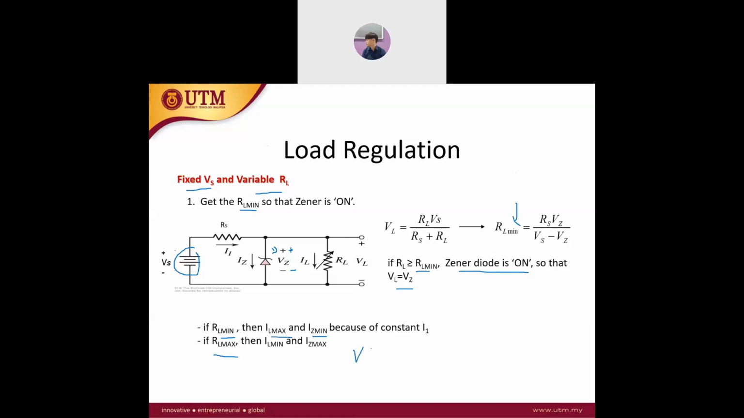Let's go to this general equation. If RL is max, this one is getting maximum, and this one is constant. So if this R is increased, this one will be decreased. That's why if RL max, then IL is minimum at that time, and because the IL at the load is minimum, much of the current will flow through the diode. So at that time the diode will have IZ max.